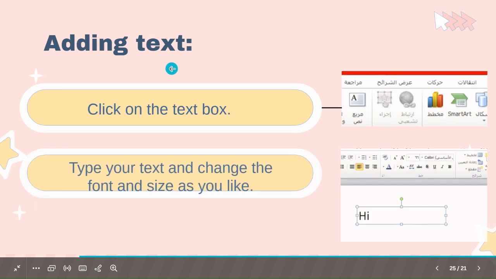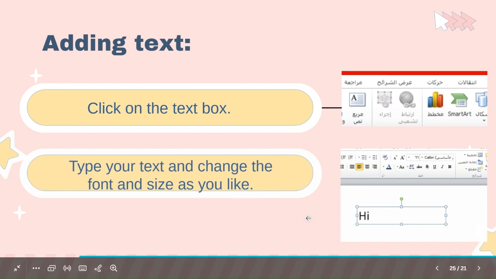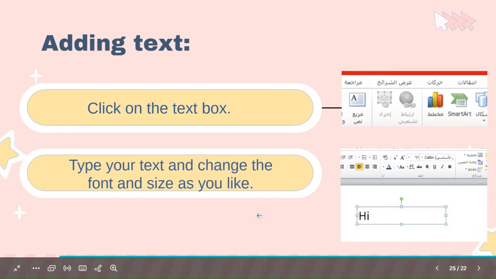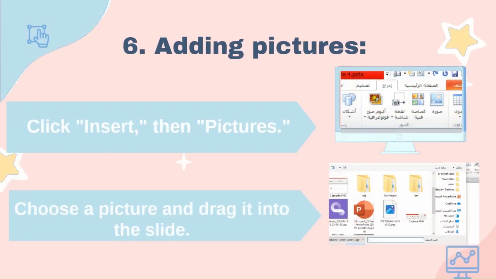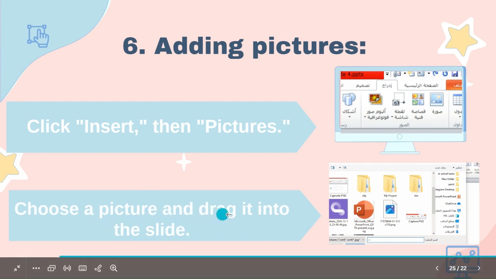To add text in my presentation, just click on the text box here. This is the icon. Type your text and change the font, font size, and font color as you like. Now I want to add pictures. Just click the Insert menu and then Pictures, choose a picture and drag it into a slide as you like.